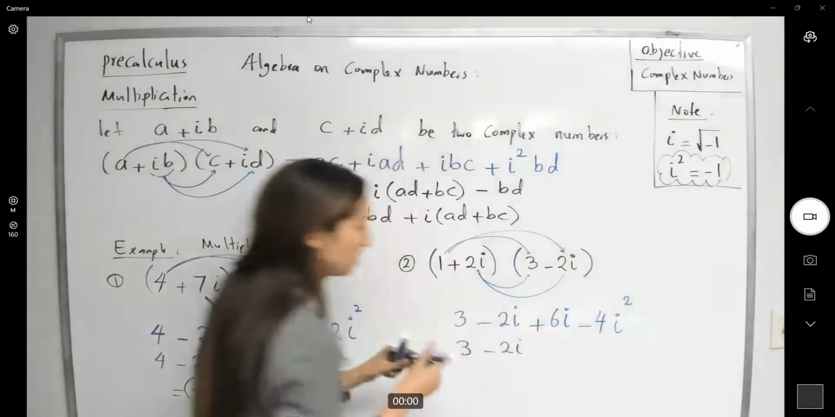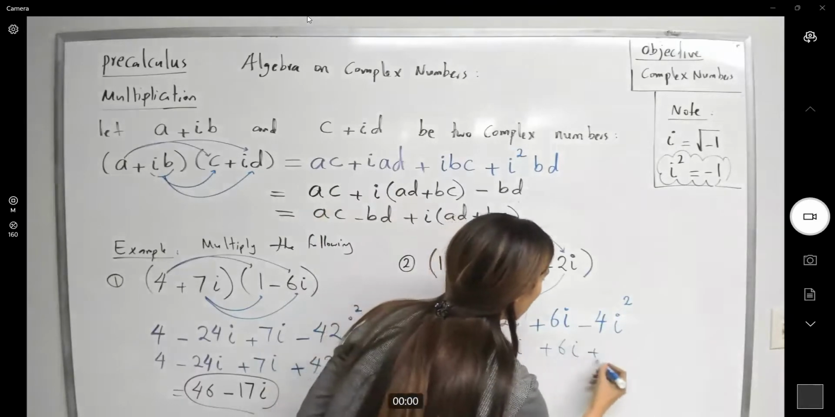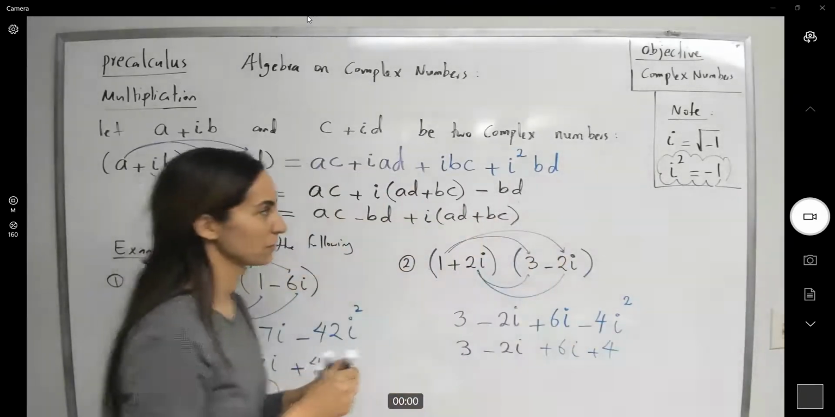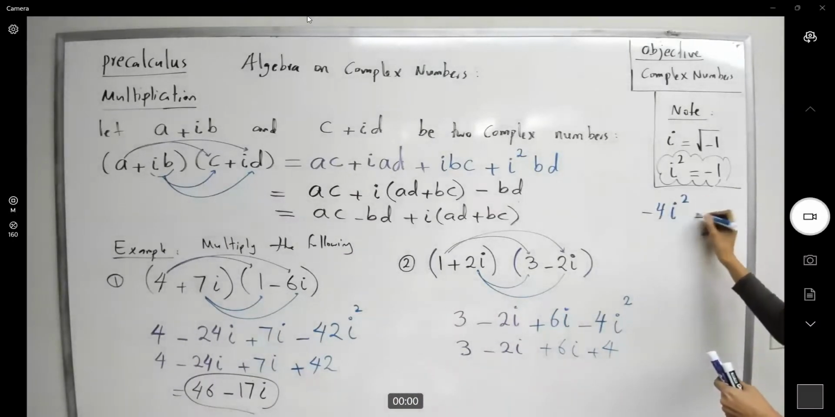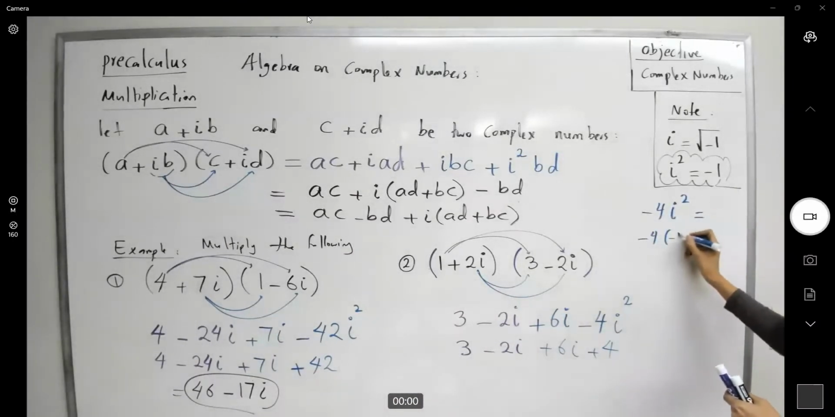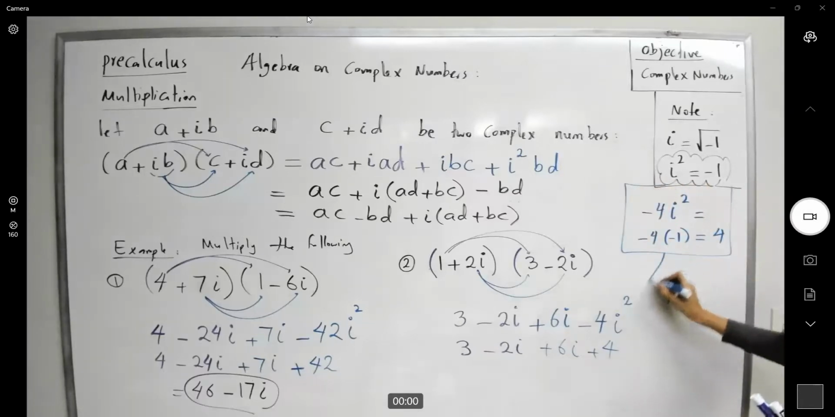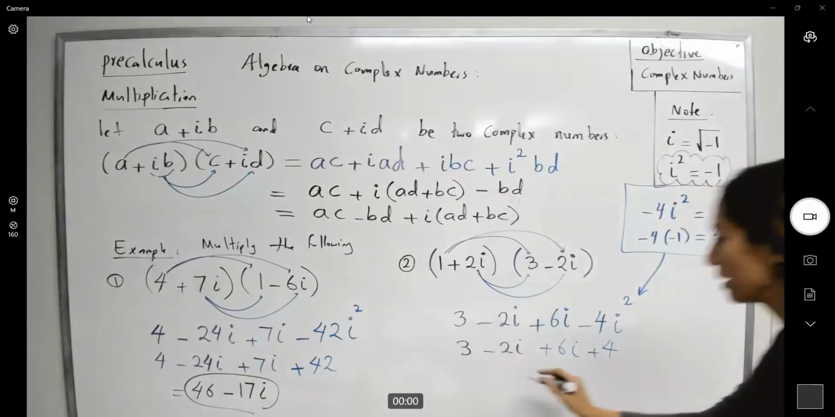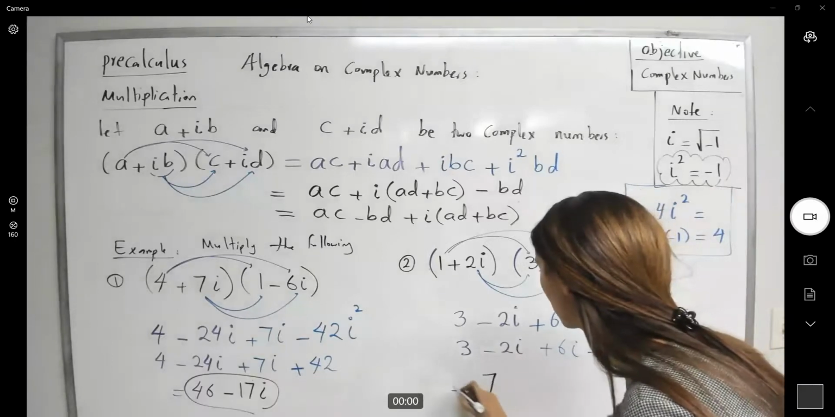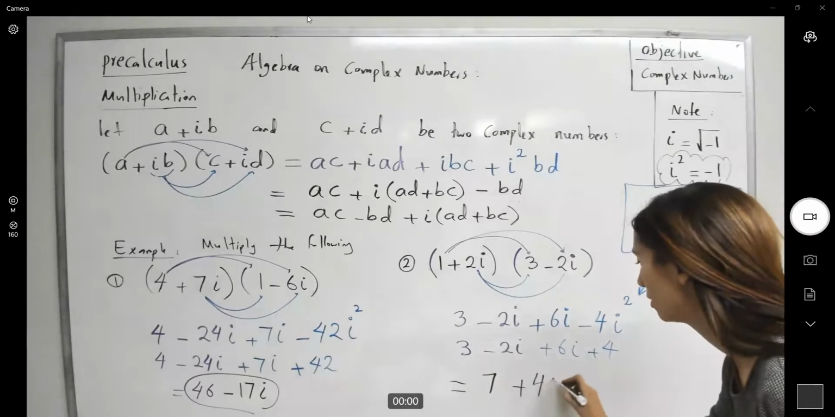minus 2i plus 6i plus 4. Guys, negative 4i squared is negative 4 times negative 1, which is positive 4. This happens here. So 3 plus 4 is 7 minus 2i plus 6i plus 4i.